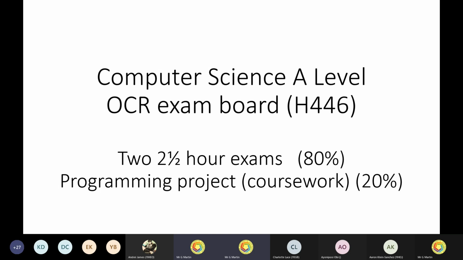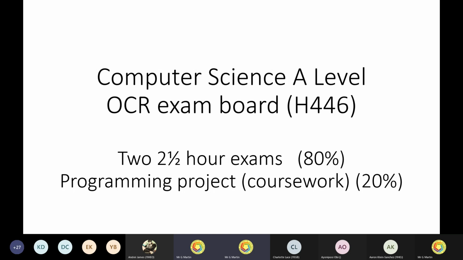So the example that we do is OCR, and so you can always look at the specification online to do that. We like the OCR specification because it has a good programming project, which is worth 20%, and it allows you really to learn a programming language in a lot of detail, but in your own time. And so that coursework is carried out throughout the 2 years of the A-Level. It's submitted either near the end of year 12 or into year 13. But that's 20% of the whole A-Level marks, which is a really good start to go into the exam with.